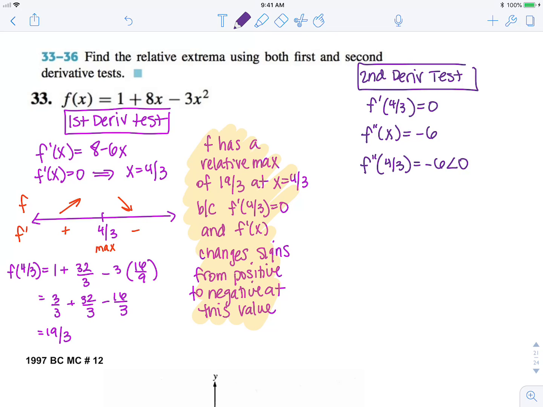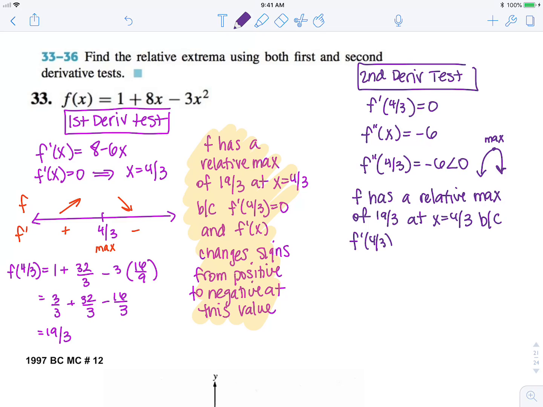So since my second derivative is less than 0, that means it's concave down, so therefore that must be a max at that critical value. So by the second derivative test, f has a relative max of 19/3 at x equals 4/3 because f prime of 4/3 equals 0 and f double prime of 4/3 is less than 0. So that is the second derivative test with full justification for your reasoning.